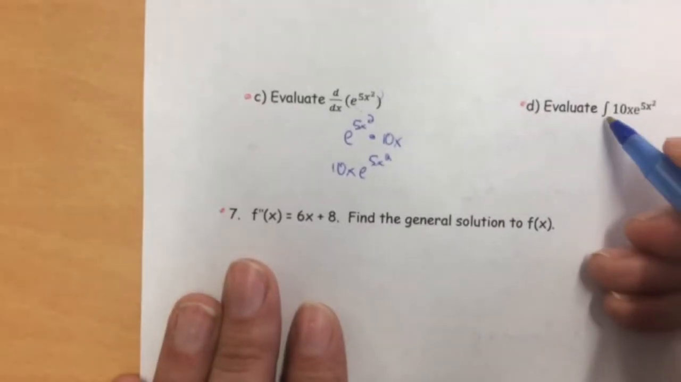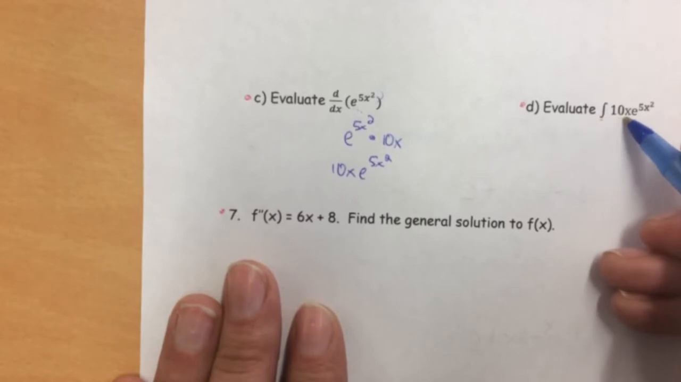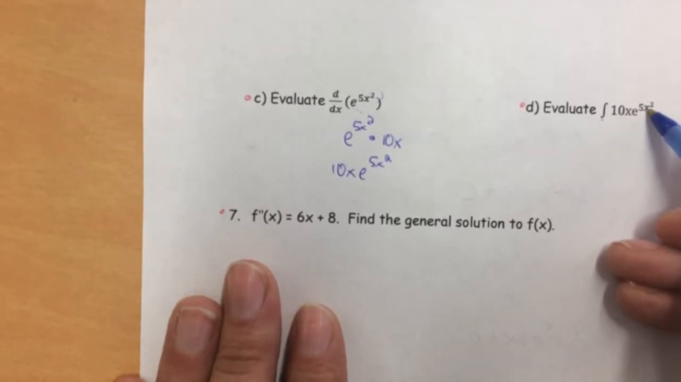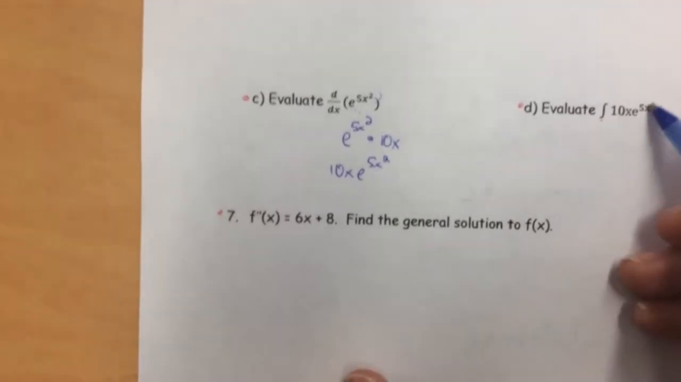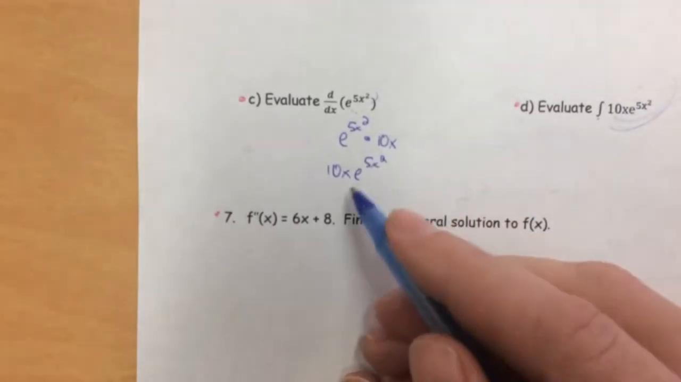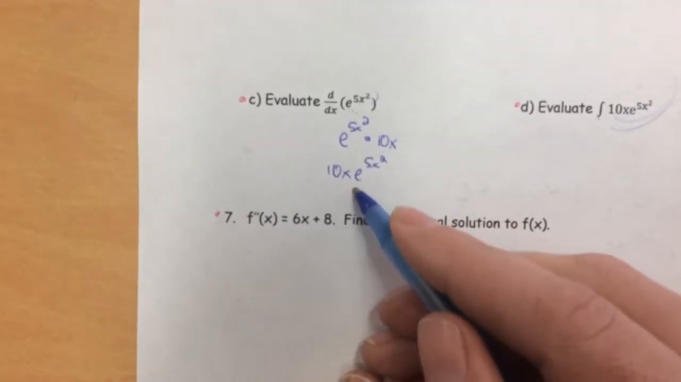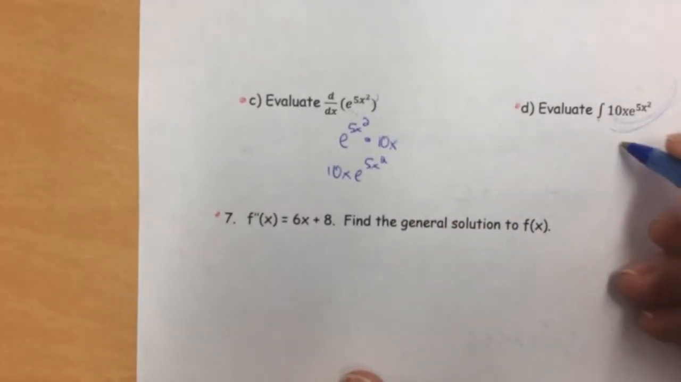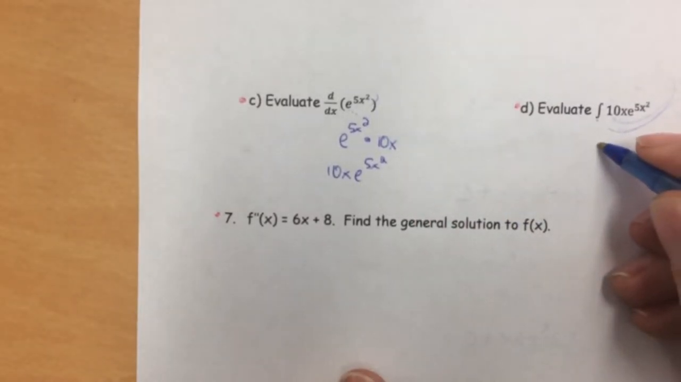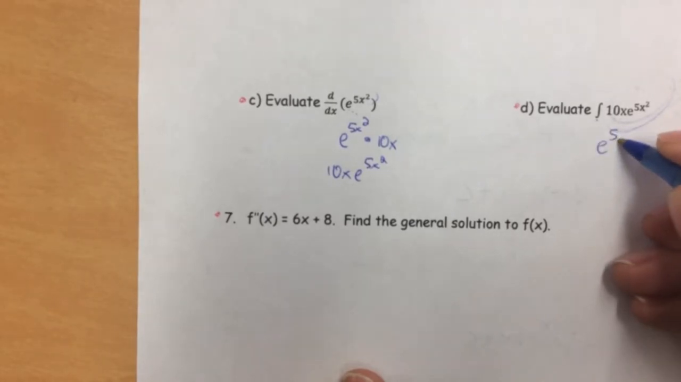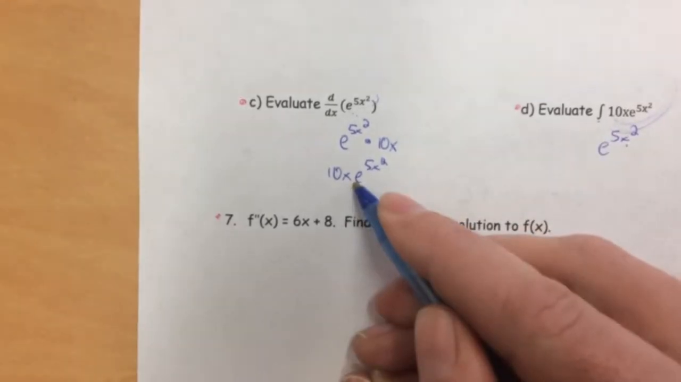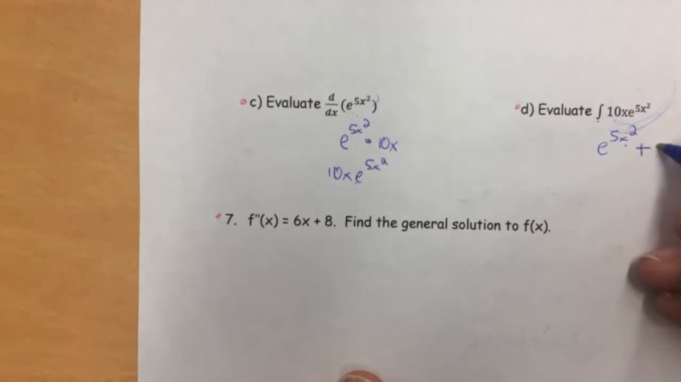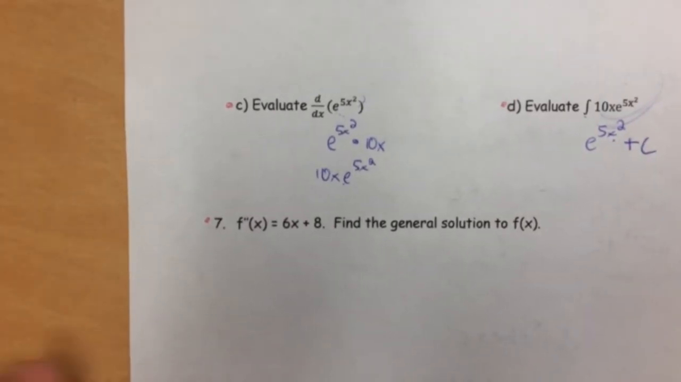Now it asks you to evaluate this integral, the integral of 10x times e to the 5x squared. Well, we don't actually know the rule yet for how to do this, except that we just literally did this derivative. And so the antiderivative has to be the thing that gives us this derivative, which is e to the 5x squared. When we do the derivative, it gives us this, and therefore we know that's right. We also need a plus c because it could be anything.